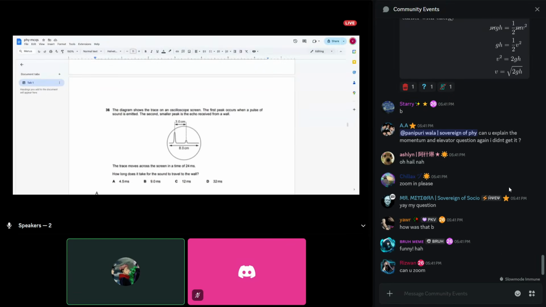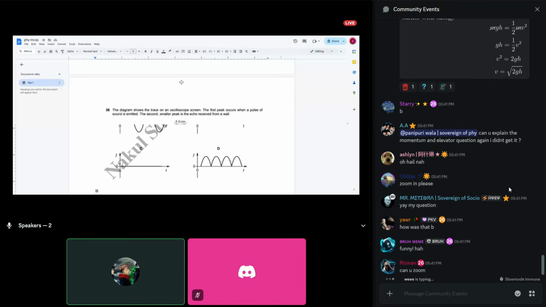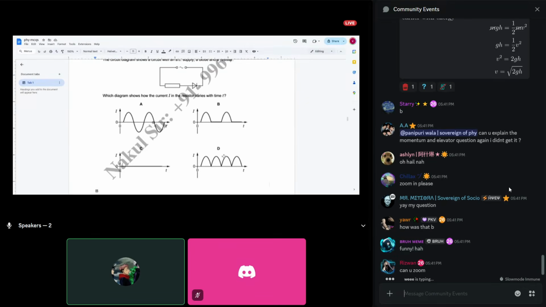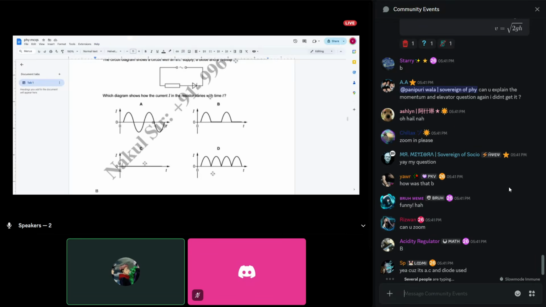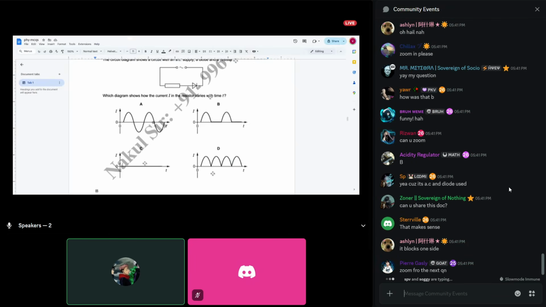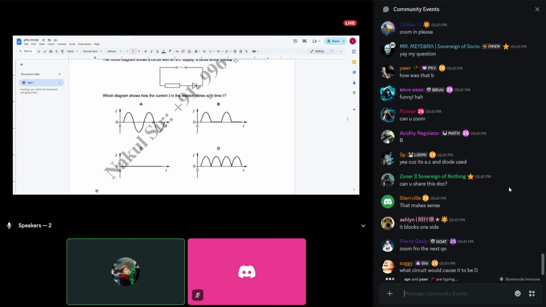How was that B? Look, the diode blocks the current. It doesn't act like an absolute function. It just blocks it out. So we won't have these extra humps. A is obviously wrong. C is also very much wrong. We're left with B and D. And D is also wrong because it doesn't turn negative current positive. It just turns it into nothing. So yes, B. AC and diode use.